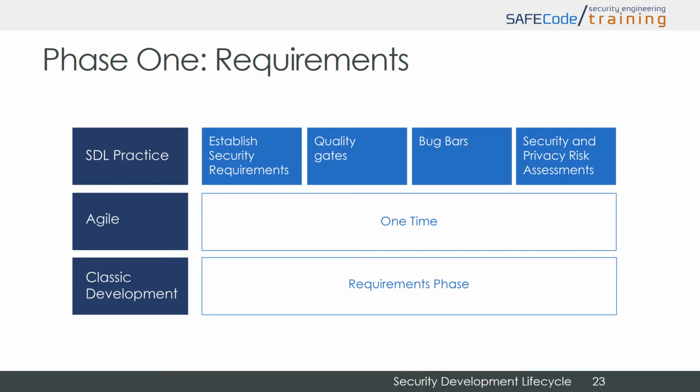A bug bar is a defined threshold which describes the maximum acceptable severity of vulnerabilities. The bug bar is only set once and should never be relaxed. The bar will also be used for checks before a release, and the gate will not be passed until all known vulnerabilities with a defined rating are resolved.